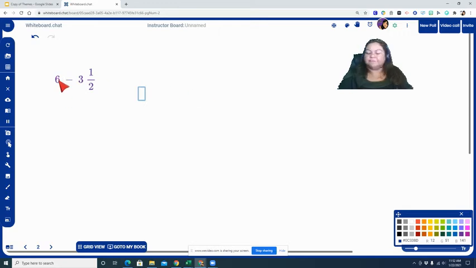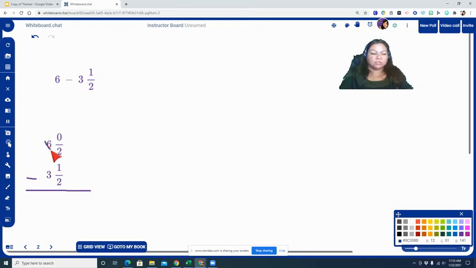The 6 does not have a fraction, but it's the same idea of renaming. So I'm going to write 6. Basically it's like having 0 over 2 here, because that's equal to 0. And I'm subtracting 3.5. I'm going to move this to the left. This is where I'm going to have to regroup or rename the 6.